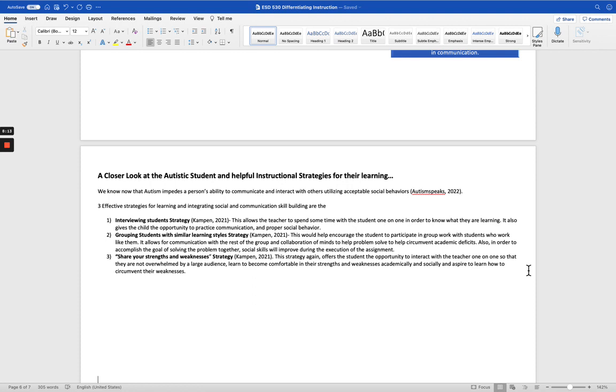The share your strengths and weaknesses strategy offers the student the opportunity to interact with the teacher one-on-one again, so that they're not overwhelmed by a large audience, and they learn to become comfortable in their strengths and weaknesses academically, socially, and aspire to learn how to circumvent their weaknesses, as the teacher explained that he or she has circumvented theirs.